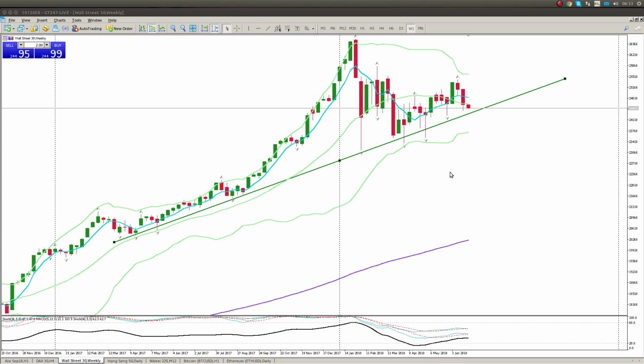So the weekly pretty much is not telling us much, except that we're sitting in the middle of the Bollinger Band, right on the 20 moving average here. So in other words, we are going sideways. Nothing really much to read into that.